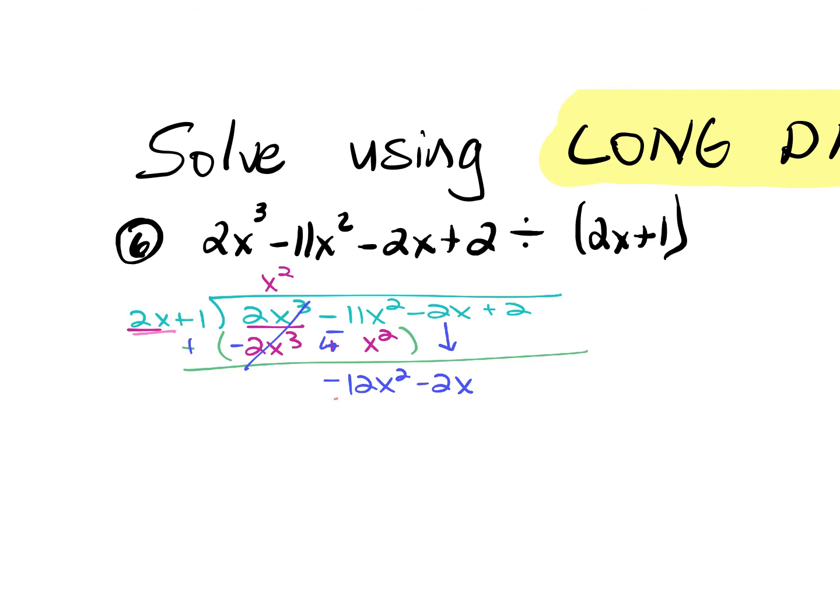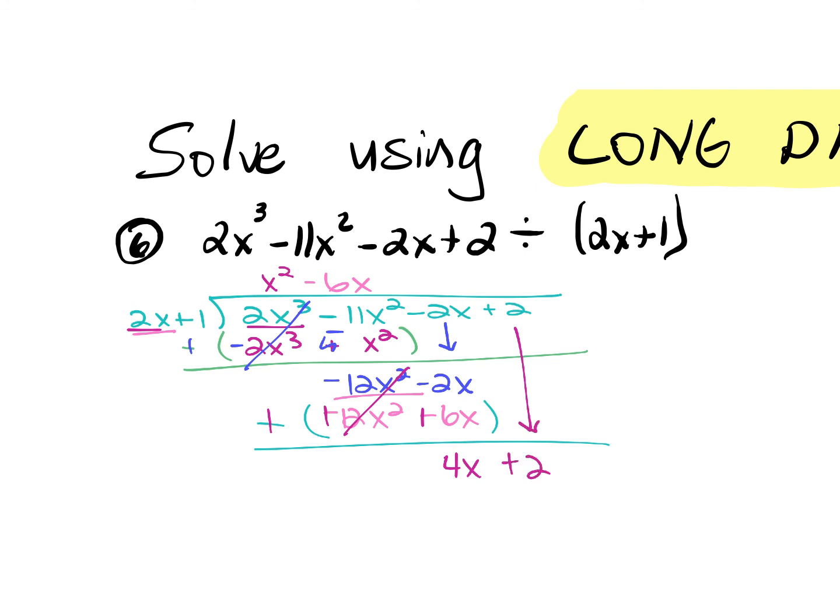So the 2x times what is negative 12x squared? Negative 6x. So multiply the negative 6x by 2x, that's negative 12x squared. Multiply the negative 6x by 1, that's negative 6x. Subtract these, or add the opposites. This gives us negative 2x plus 6x, which is 4x. We drop down the 2.